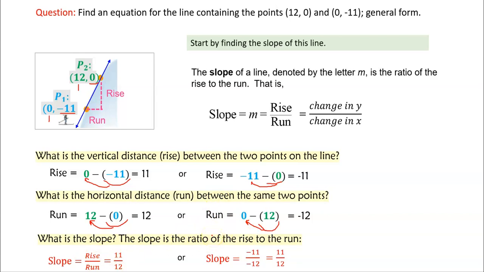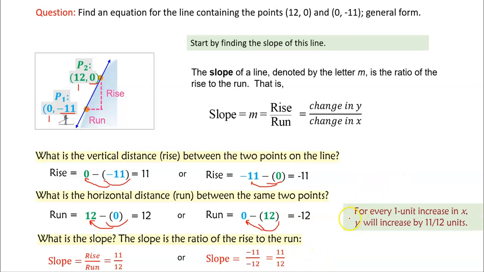So it is important from which point we subtract the coordinates, blue minus green or green minus blue. As long as you are consistent while calculating rise and run, you'll get the same slope value. Okay, so slope is 11 over 12.